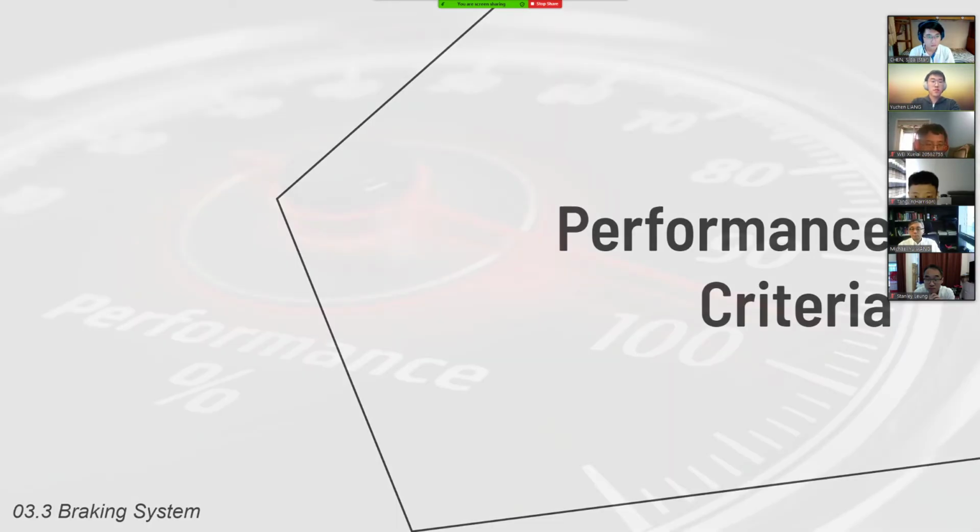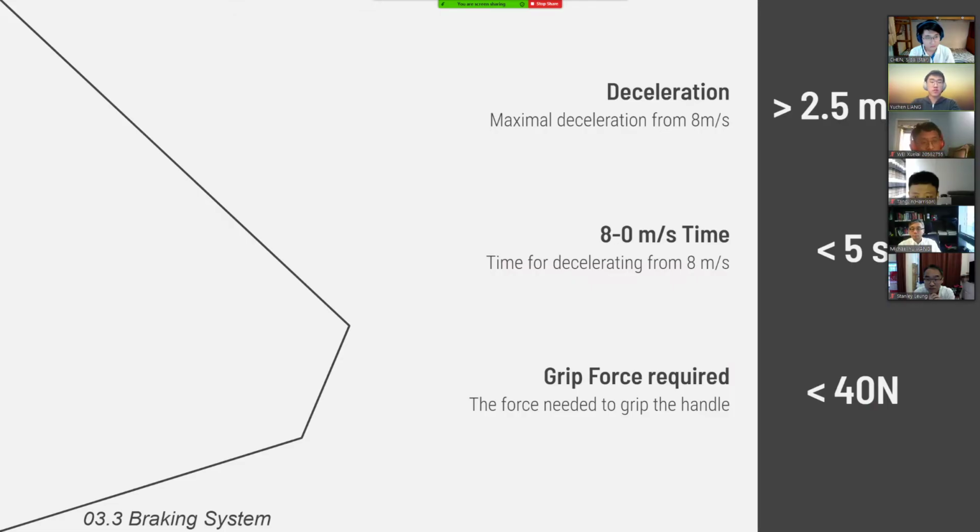For performance criteria, there are 3 main areas. We plan the deceleration rate to be bigger than 2.5 meters per second squared. The time for deceleration from 8 meters per second is less than 5 seconds, and the gripping force is less than 14 Newtons to make the rider more comfortable.